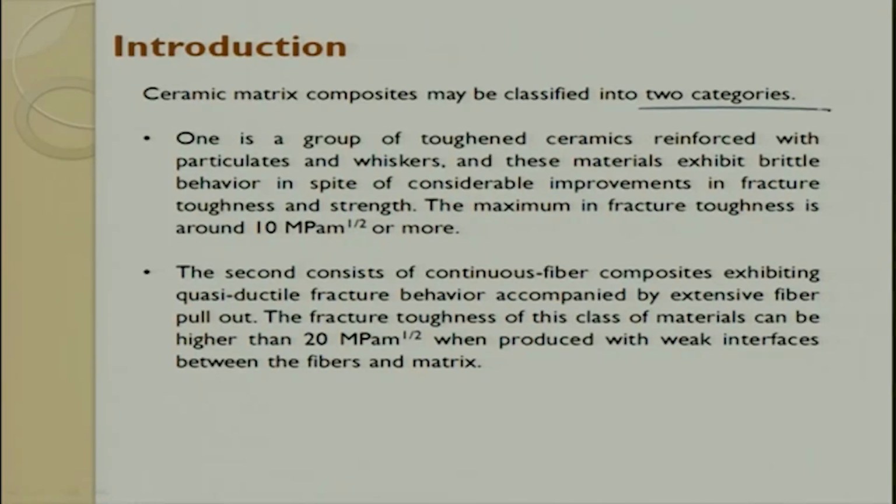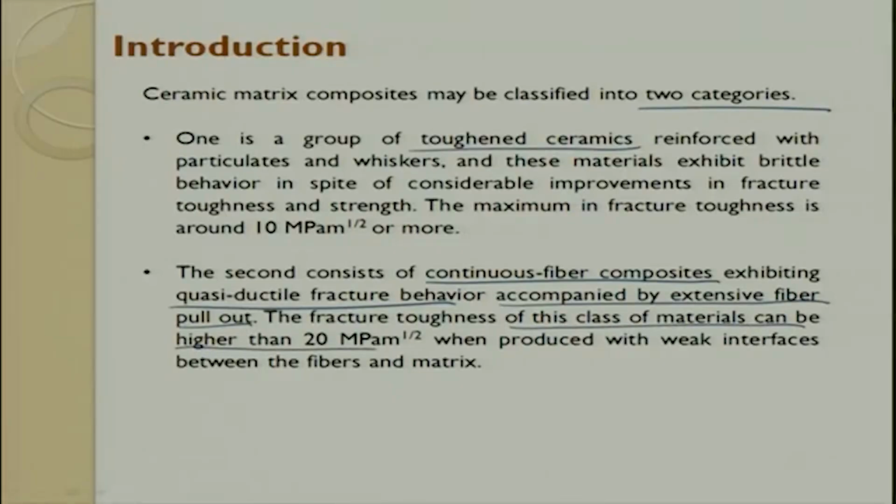So, there are two categories of ceramic matrix composite. One is a group of toughened ceramic reinforced with a particulate. The second one is a continuous fiber composite, which exhibits quasi-ductile fracture behavior accompanied by extensive fiber pullout. So, basically what happens is, when the crack tries to grow around the particulate, either the particulate tries to distribute and do something, or the fiber or the particulate pulls out of the existing location, so that all the energy gets dissipated in pulling it out, so the crack does not go further. The fracture toughness of this class of material can be higher than 20 megapascal root meter when produced with a weakened interface between the fiber and the matrix.